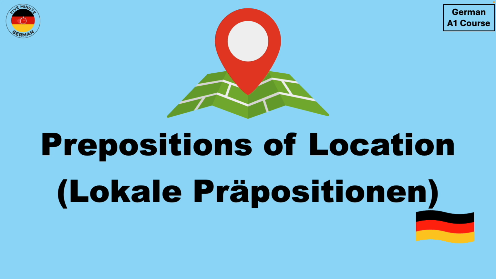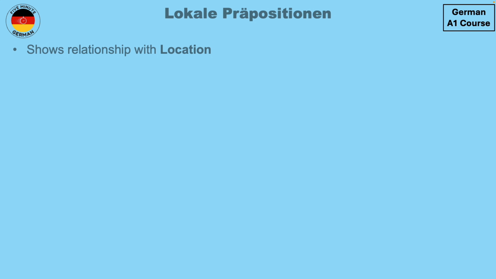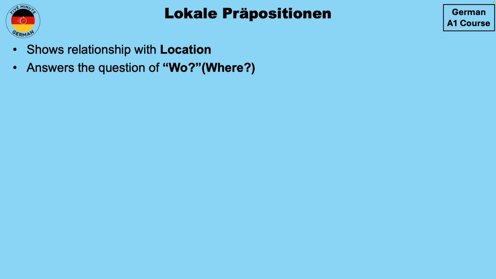Präpositionen as they are called in German. So what are Lokale Präpositionen? As we already learned, Lokale Präpositionen are prepositions which show the relationship with location. And these prepositions answer the question of wo, which means where in English. So whenever you want to tell where something is, then you will use these prepositions.